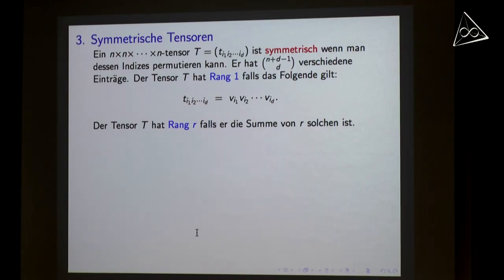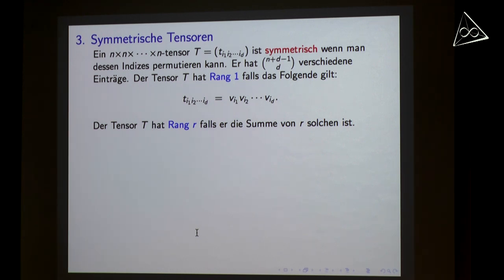So we're going to look at an n by n by ... by n tensor. Now that's a d-dimensional array that has d indices, i1 up to id. I will say such a tensor is a symmetric tensor if I can permute the indices and the tensor is unchanged. So you can check that the number of distinct entries in such a tensor is (n+d-1 choose d). So for d equals 2, this is the familiar situation for matrices. A square matrix has n squared entries in general. But if that square matrix happens to be symmetric, there are only (n+1 choose 2) distinct entries.